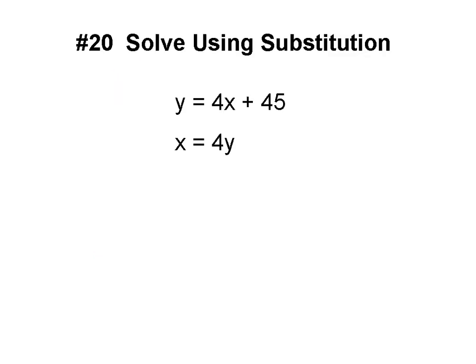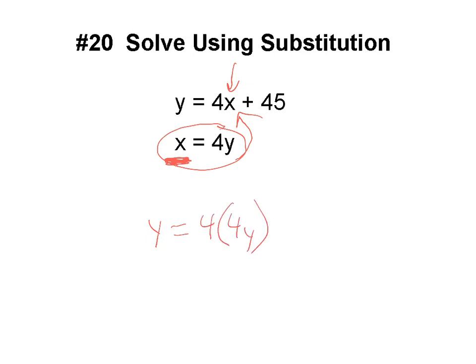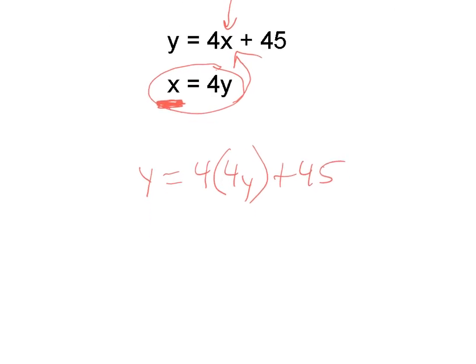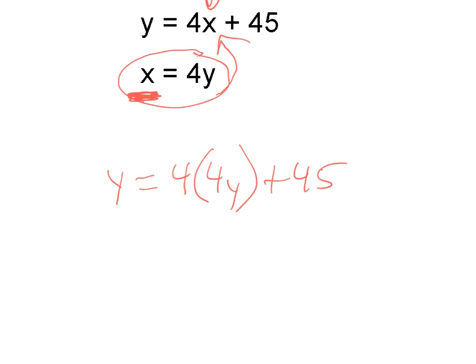Then for number 20, you're going to solve using substitution. Okay, remember that means you just take what's in that second equation and plug it into the one that's on top. So this one says x equals 4y. So I'm going to replace that x right here with 4y. Here I go. Y equals 4 times 4y. Notice I put 4y there instead of x, plus 45. Okay, now we can solve for y. Okay, so let's do that.